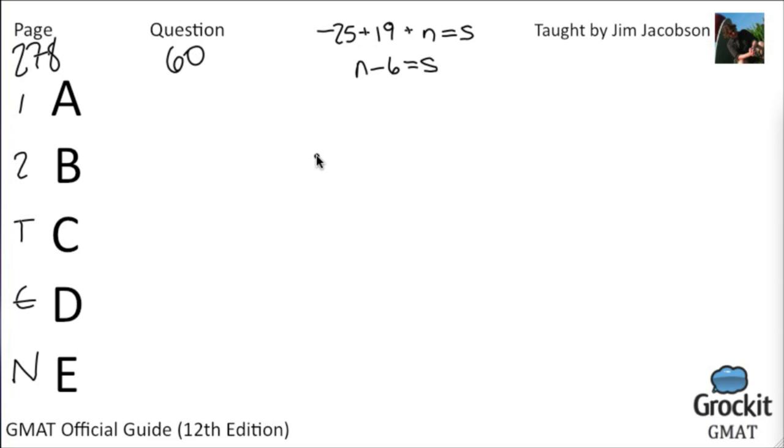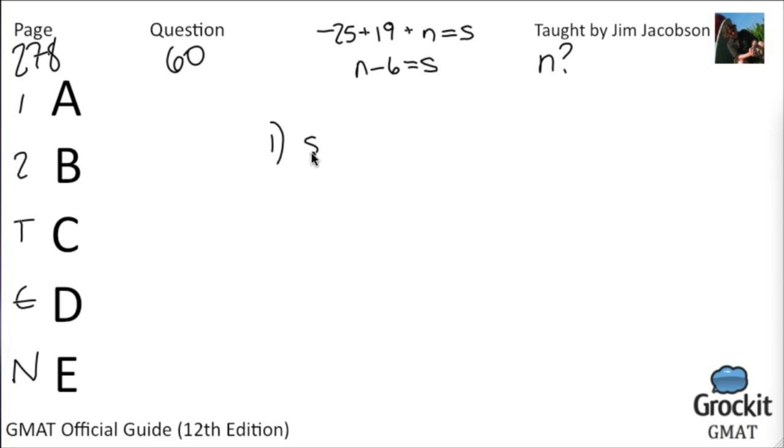So we need to know the value of n here. And to solve for n, we could either be given outright the value of n in one of the statements, or if we were given the value of s, we would also have sufficiency. So we have one equation and two variables, so we just need additional information to solve it.